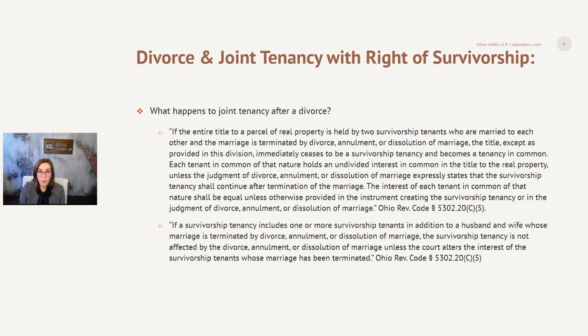So, what happens if we have, let's say, three tenants, one who is unmarried and two who are married to each other? A is unmarried, B is married to C, C is married to B. What happens if B and C divorce? Nothing impacts the joint tenancy with right of survivorship there, even the termination of their marriage. They will all three remain joint tenants with right of survivorship, unless, of course, the judgment says otherwise.